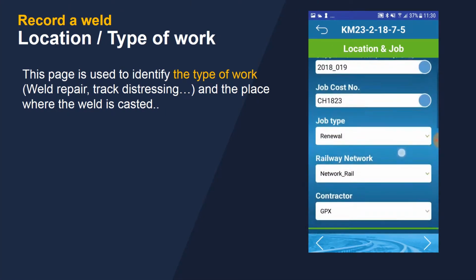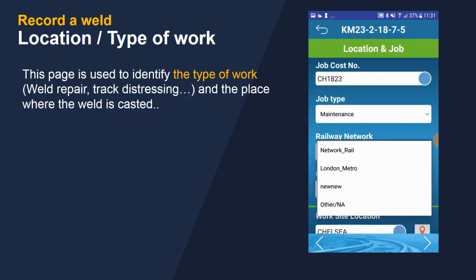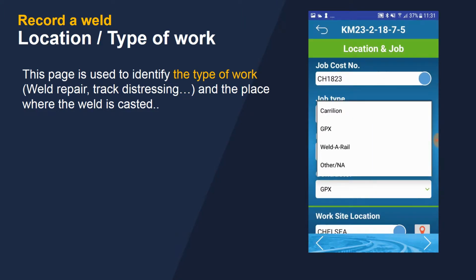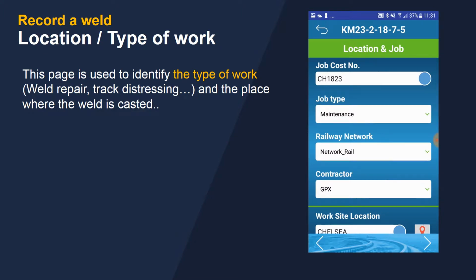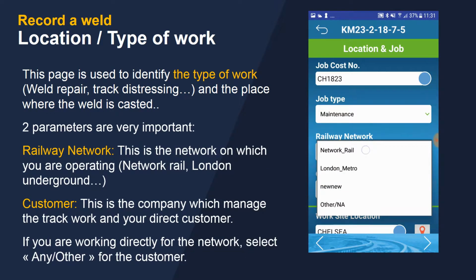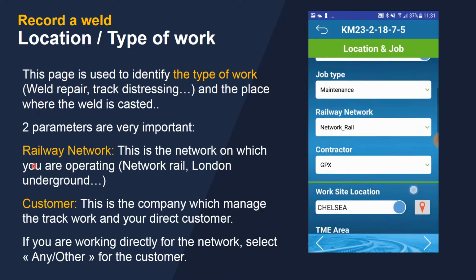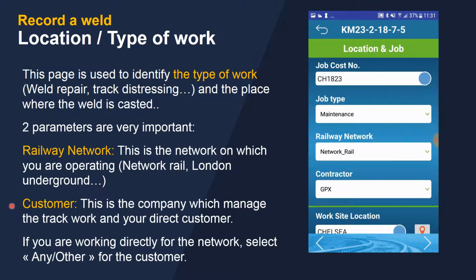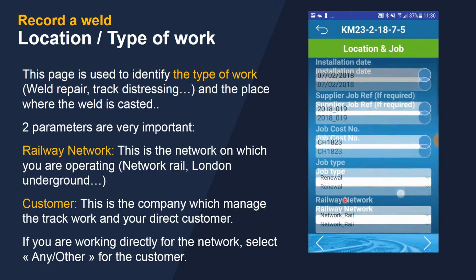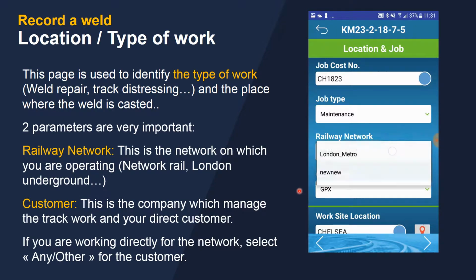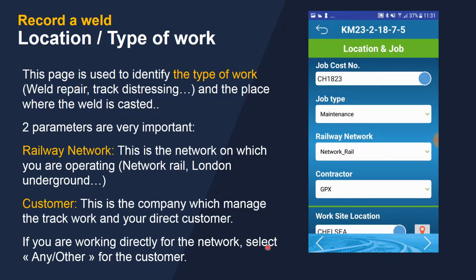The second screen concerns the type of work performed and the location of the weld. On the first part, you will input the contract numbers or works, the type of weld, a track distressing, for example. Then two parameters are very important. First, the railway network. This is the network on which you are operating. Then, the customer. This is the company which managed the track work and your direct customer. For example, if the site is managed by GPX on the London Underground network, you must choose GPX for the customer and London Underground network. If your company works directly for Network Rail, choose any or other customer.